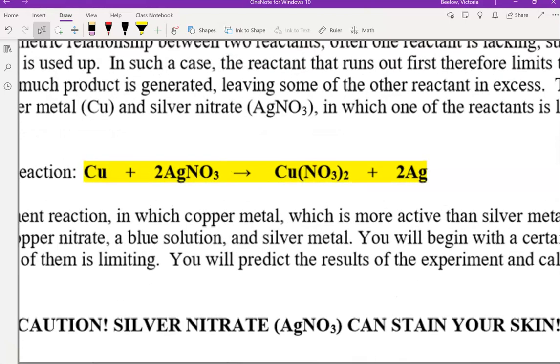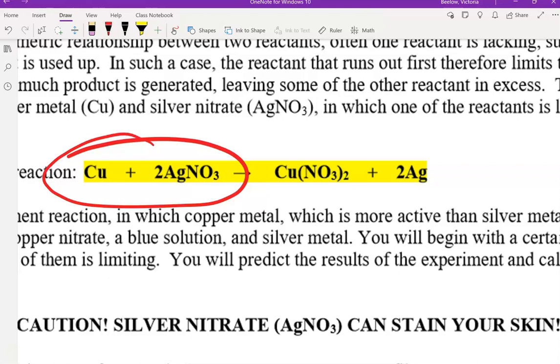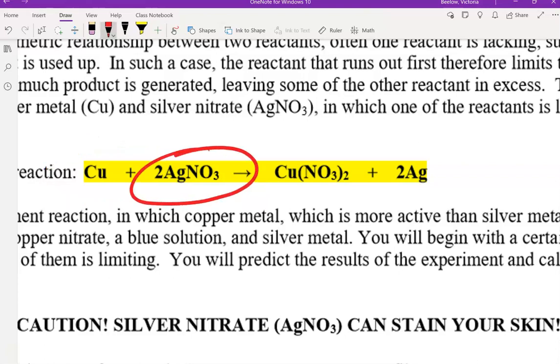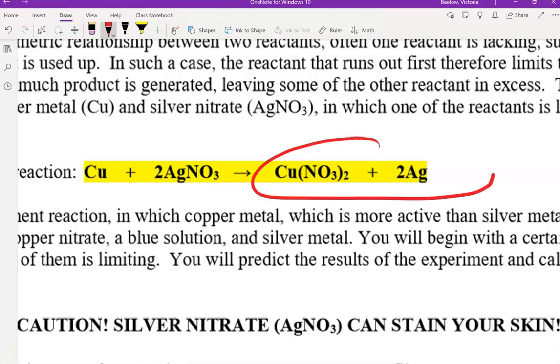This is the reaction that was completed in the lab between copper and silver nitrate. So silver nitrate, this looks like a salt. In the lab we dissolved that in water to create a solution. And then we added copper metal to that and saw a reaction. These are the products from that reaction.